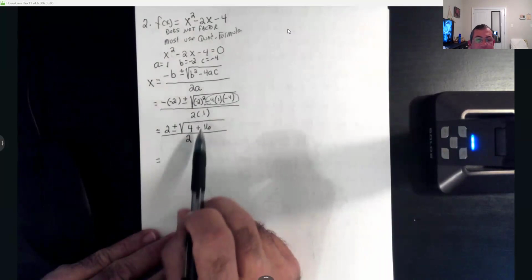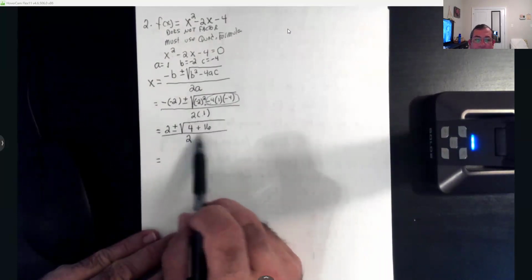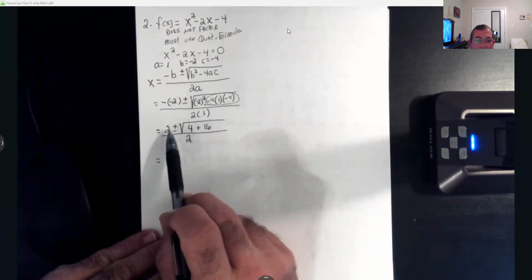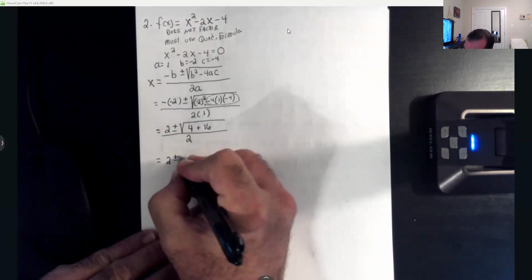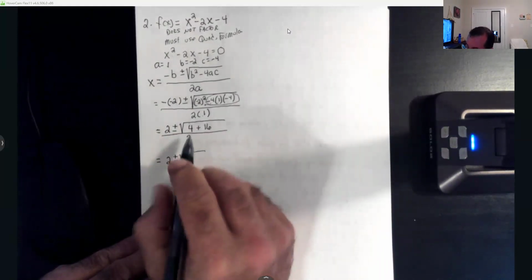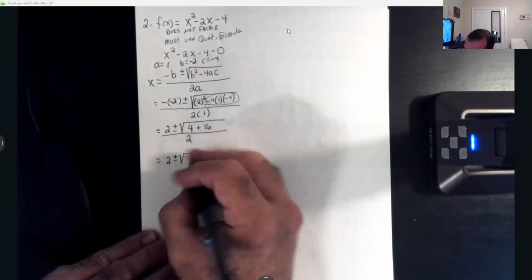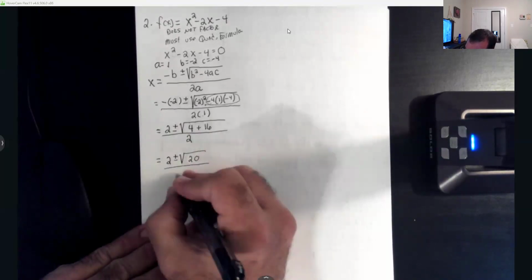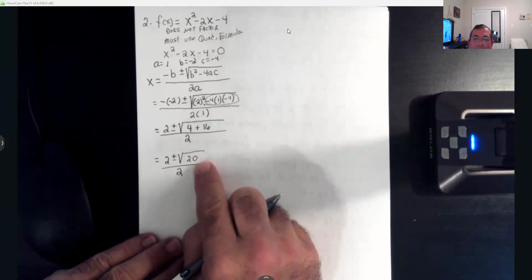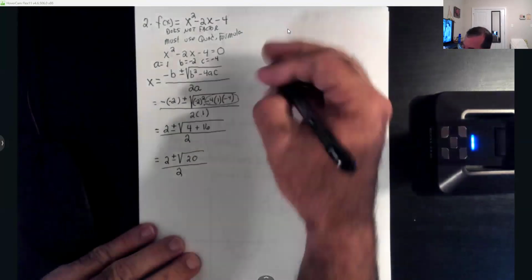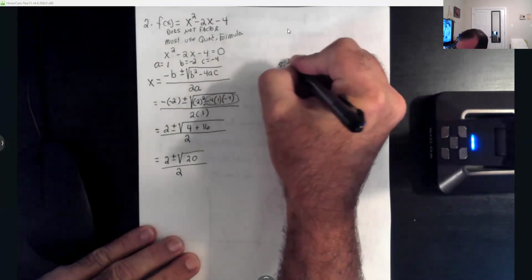All right, so the only thing I can do now is add that 4 plus 16 up under that radical. So bring down the 2, plus or minus the square root. 4 plus 16 gives me 20. And y'all, all of that over 2. So y'all, now we got to simplify this square root of 20. So let me go to the side here.